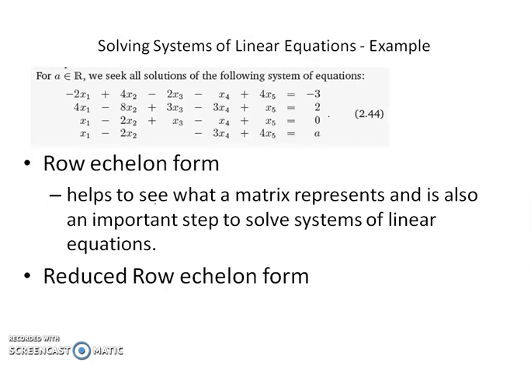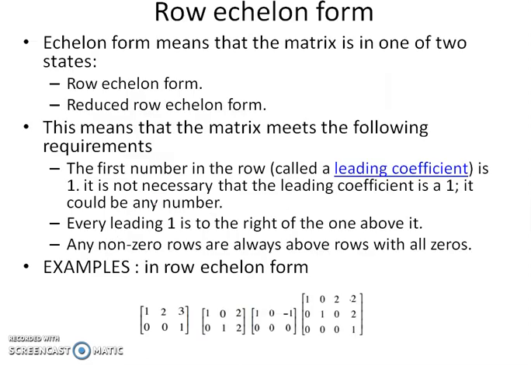So the next method is considering the reduced row echelon form. You need to understand the difference between row echelon form and the reduced row echelon form.